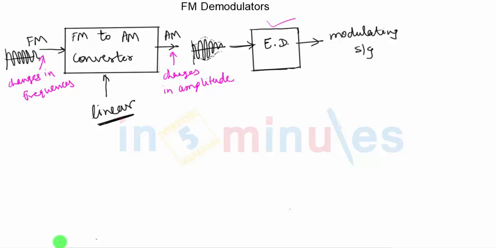So with that, let us start with the first FM demodulator, which is called the single slope detector.